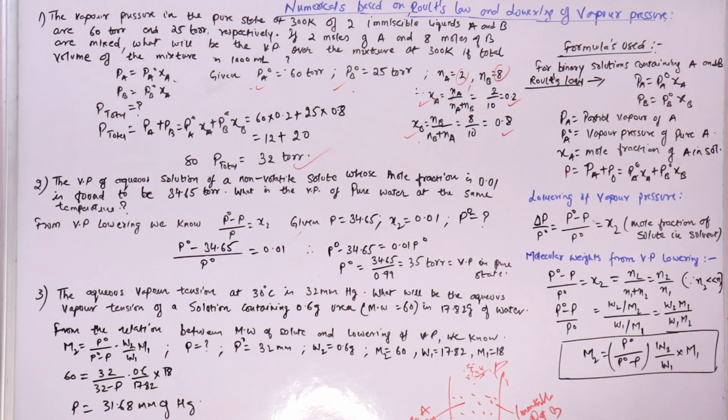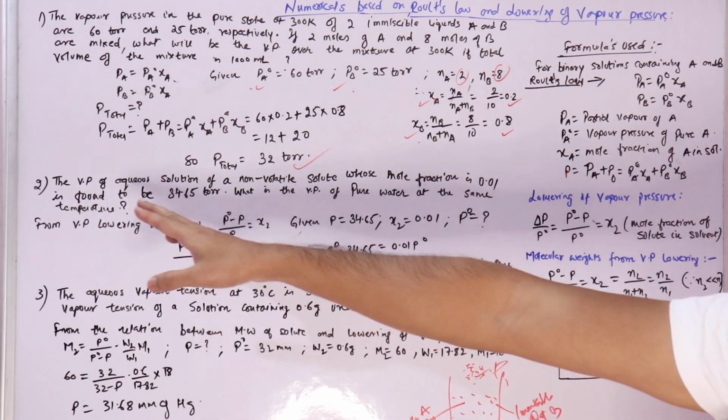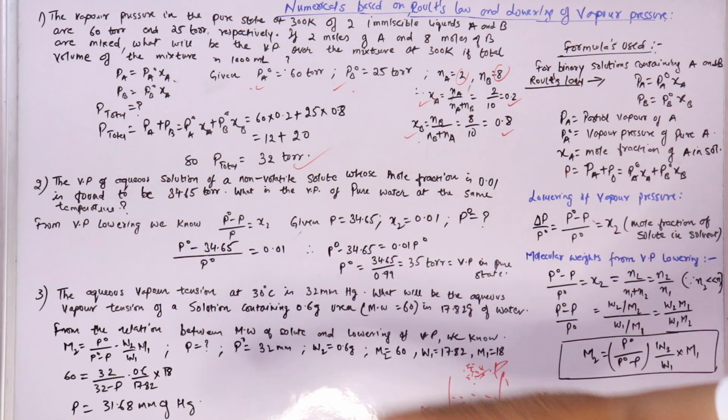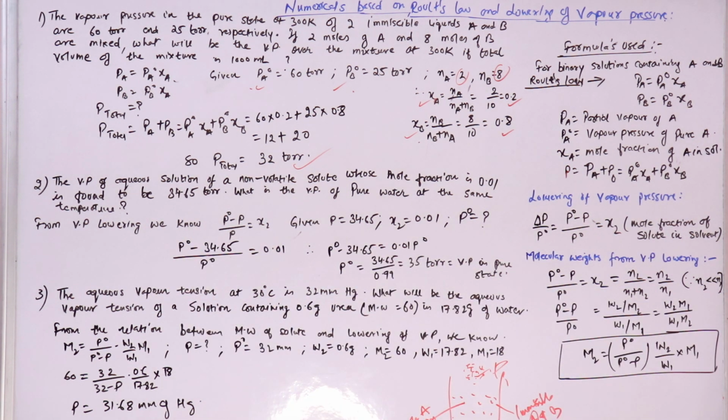So this is a simple numerical for Raoult's law, where we calculated the total vapor pressure of a binary solution of two immiscible liquids A and B, that consisted of 2 moles of A and 8 moles of B. Now the second and third numericals: the second one is based on the lowering of vapor pressure or the relative lowering of vapor pressure, and the third one is based on the relation between the molecular weight of solute and the relative lowering of vapor pressure.